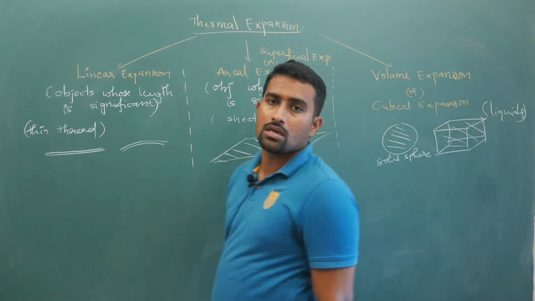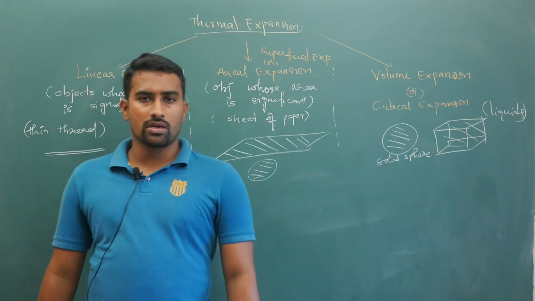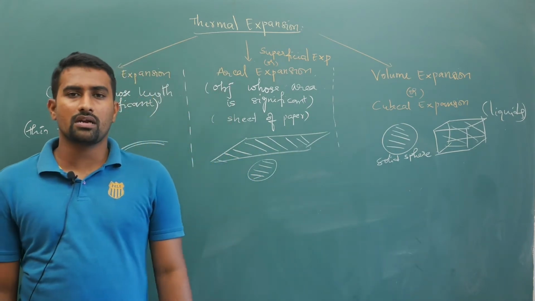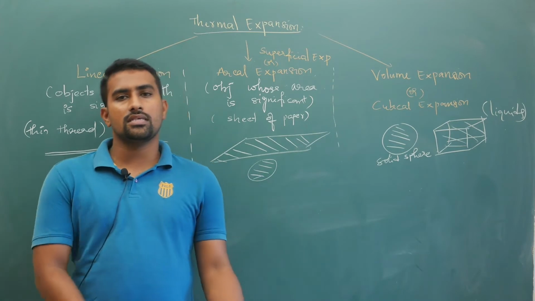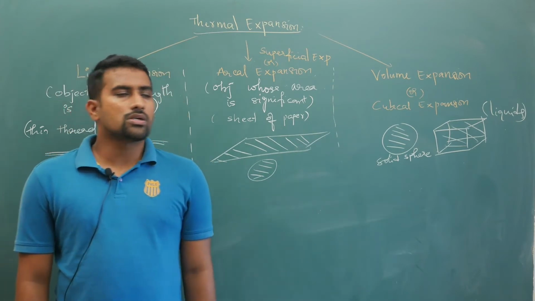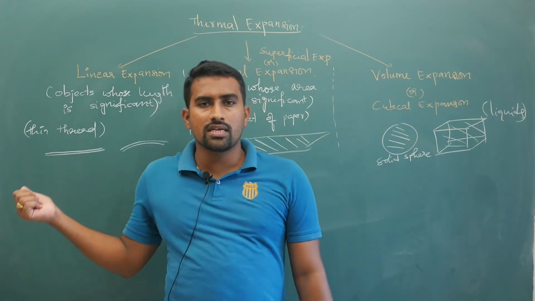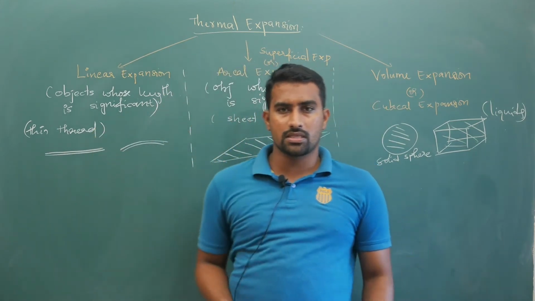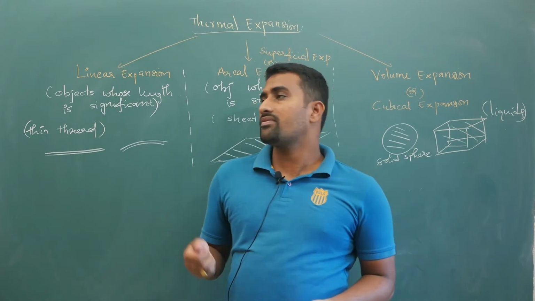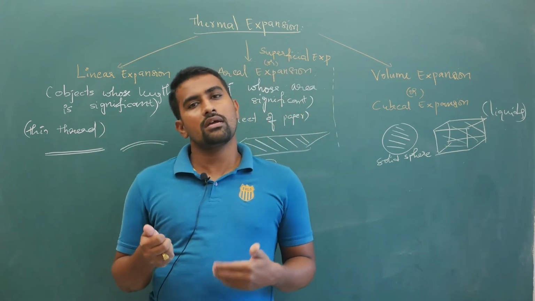Because liquids and gases don't have any specific shape. Whatever container you put the gas in, that gas takes the shape of the container. So for gases and liquids we will go for volume expansion. For objects whose length is significant we will go for linear expansion. For objects whose area is significant we will go for superficial or aerial expansion.